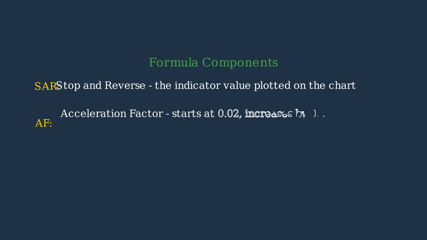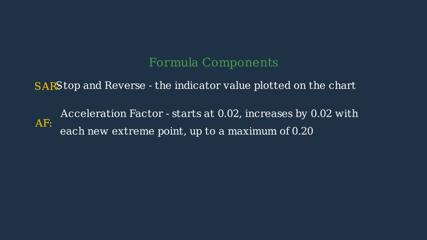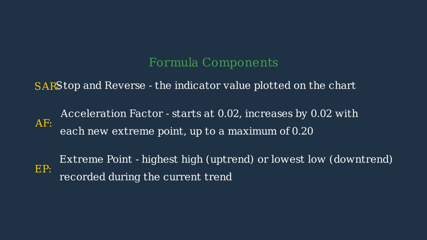The acceleration factor, or AF, starts at 0.02. It increases by 0.02 each time a new extreme price is recorded, up to a maximum value of 0.20. The extreme point, or EP, is the highest high during an uptrend or the lowest low during a downtrend that's recorded while the current trend is active.